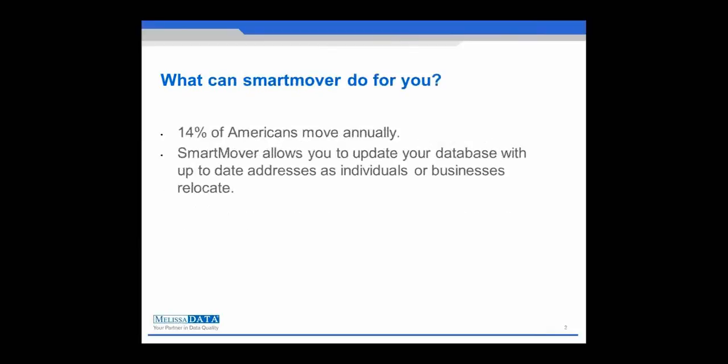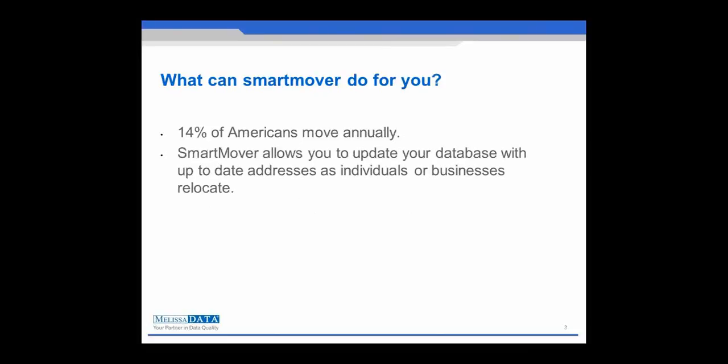So what can Smart Mover do for you? Well, 14% of Americans move annually. So if you have a large data set of American contact information, then that 14% of that data is probably going to be outdated each year. Smart Mover will allow you to update your database with up-to-date addresses, allowing you to slow the degradation of your data set, keeping it up to date and current with the dynamic data-driven world we all live in.